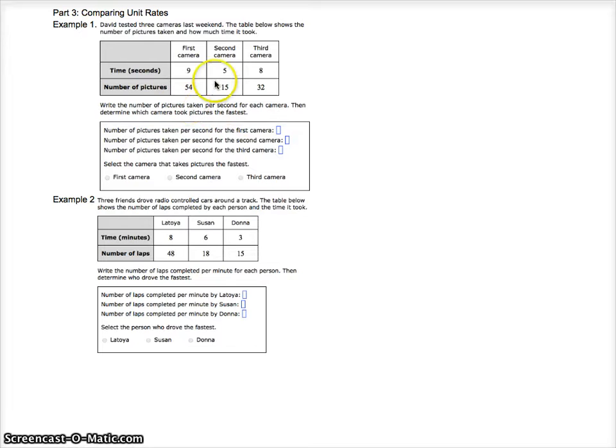So the unit rate was pictures per second. And they even repeat it here. Number of pictures per second. So that means pictures over seconds is our ratio that we need to reduce for our unit rate. So for pictures per second, we first need to write our ratio.